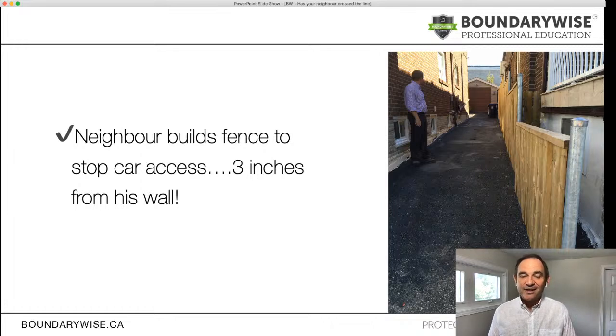So our client here, you can see his garage is in the back there. And the next door neighbor here, there's a fence almost right up against it, 3 inches away from their wall. And so how on earth did this happen? Well, what happened was that our client believed that they had a right. When they bought the house, they were told they had a right to use the full width of the driveway. But in actual fact, the boundary was somewhere between the houses, and they had an easement all the way up to the wall.